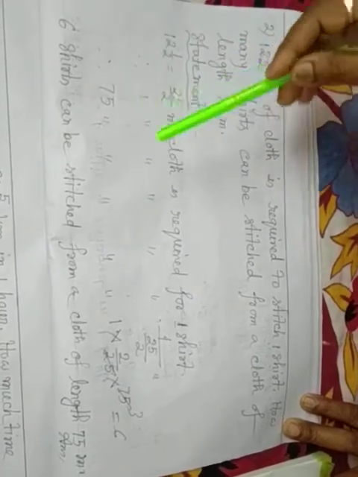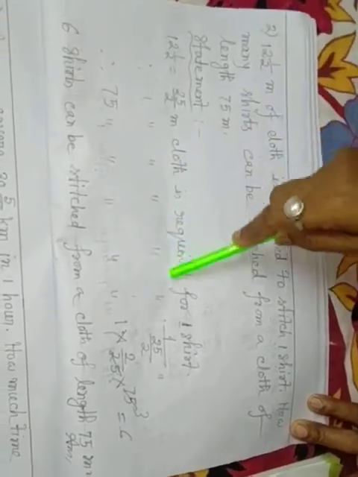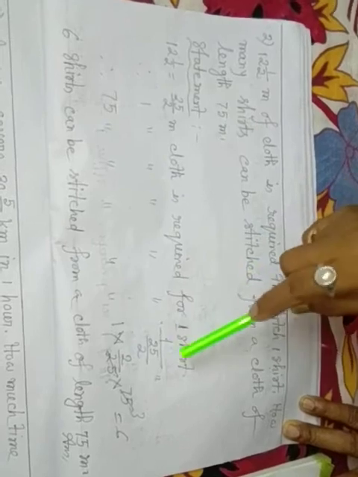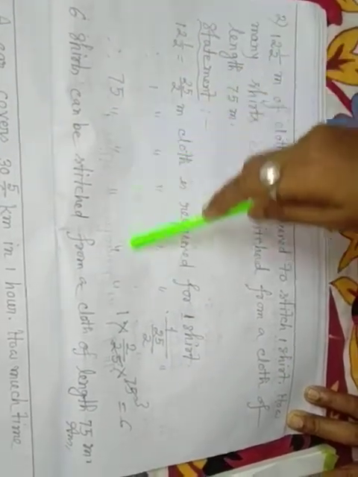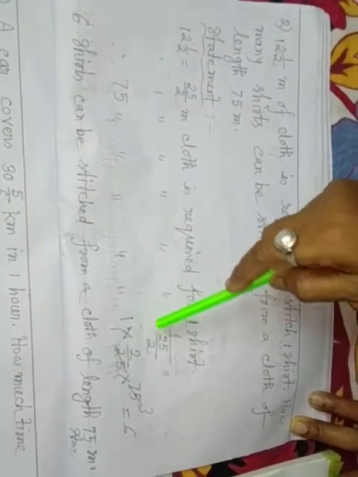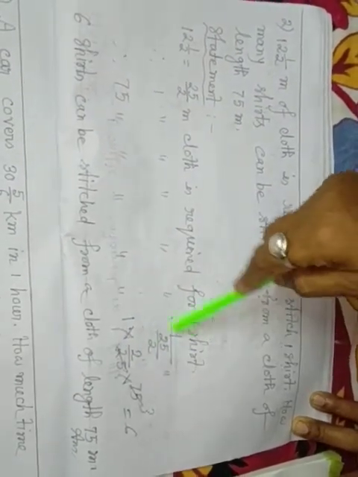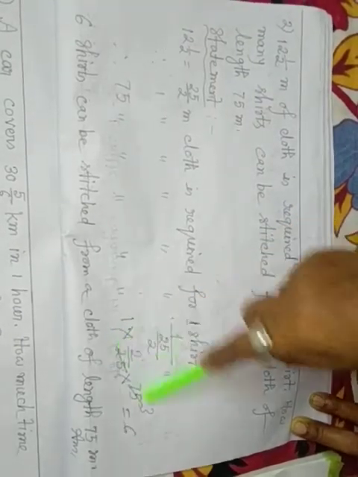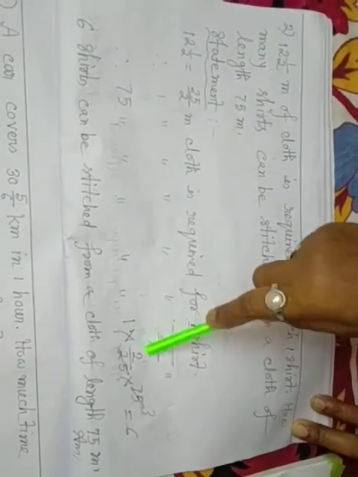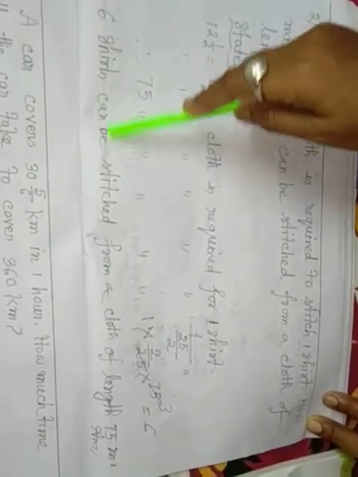So 1 meter cloth is required for 1 divided by 25 by 2. That is, for 75 meter cloth, the reciprocal: 1 into 2 by 25 into 75. 25 into 3 is 75. That is 3 2s are 6. 6 shirts can be stitched from a cloth of length 75 meter.